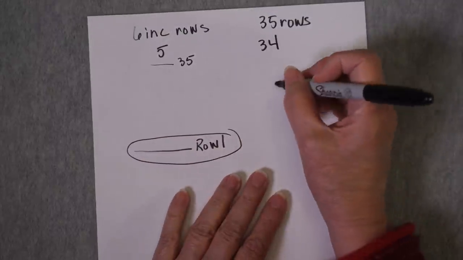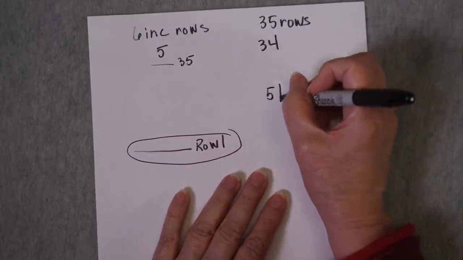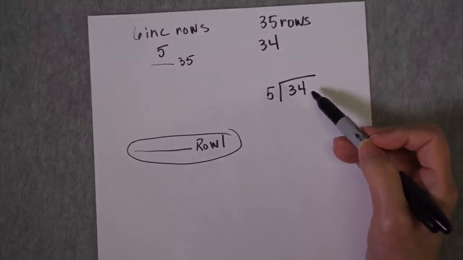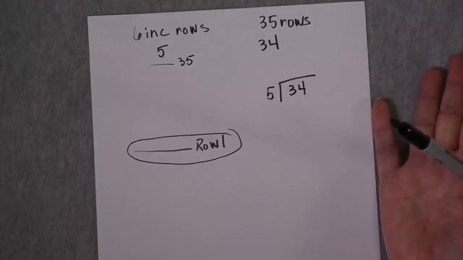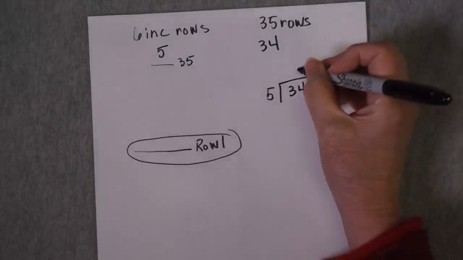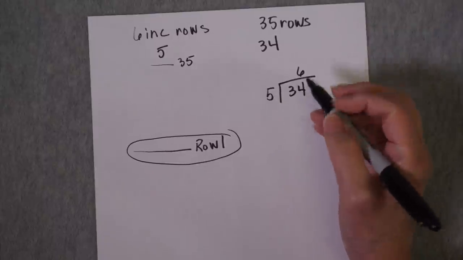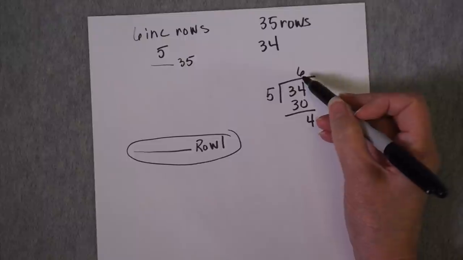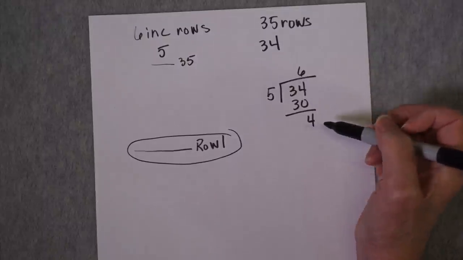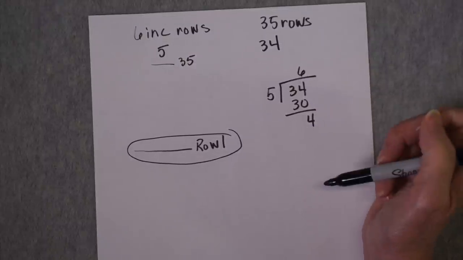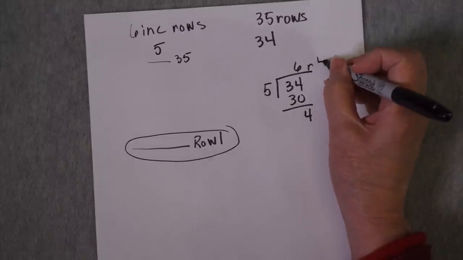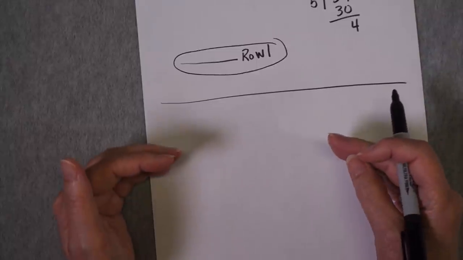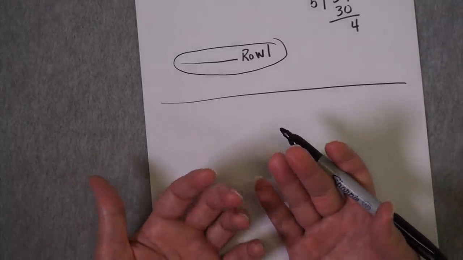The next issue is that often these aren't going to divide evenly. You're going to get some sort of a fractional number. What you'll see in this case, if we divide 5 into 34, is that approximately every 6 rows we're going to be doing an increase, but we're going to have an extra 4 rows left over. So we have a remainder of 4.